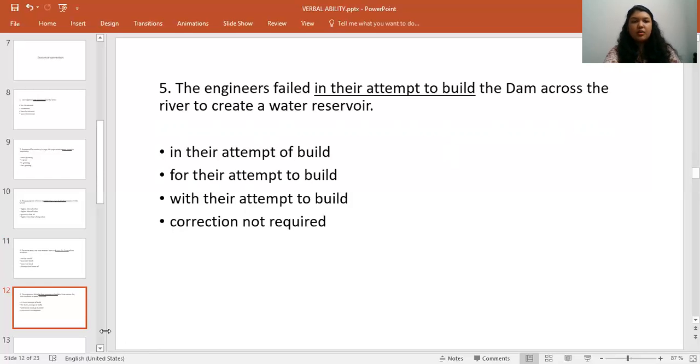So, this is how we do the sentence correction. And this was the last sentence correction. How we do it is we read through the sentences and put in the options where the correction is required, to understand where the error is and which option makes more sense in the sentence.